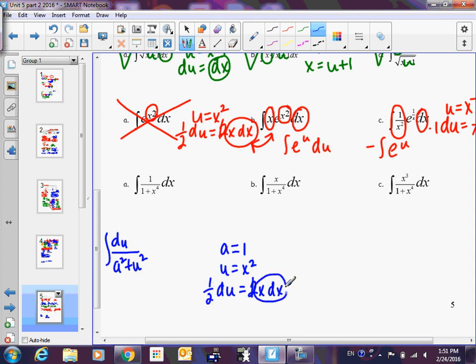Again, the 2 I can divide over and there's no problem there. But if I'm going to do arctan, then there better be an x dx in the problem. So which one is that? B. So good job if you said B. You were correct. So we're not fully working out that problem, but you would work it out using the arctan formula.